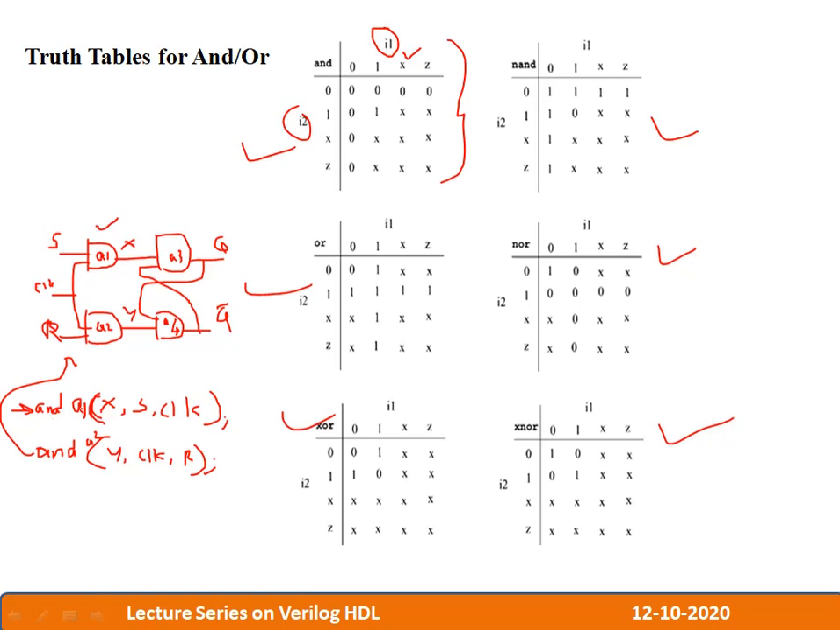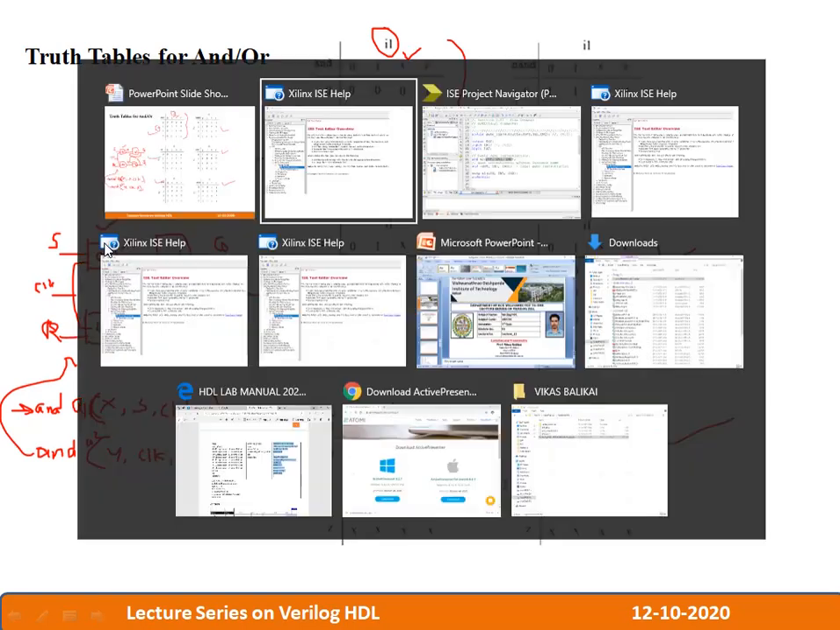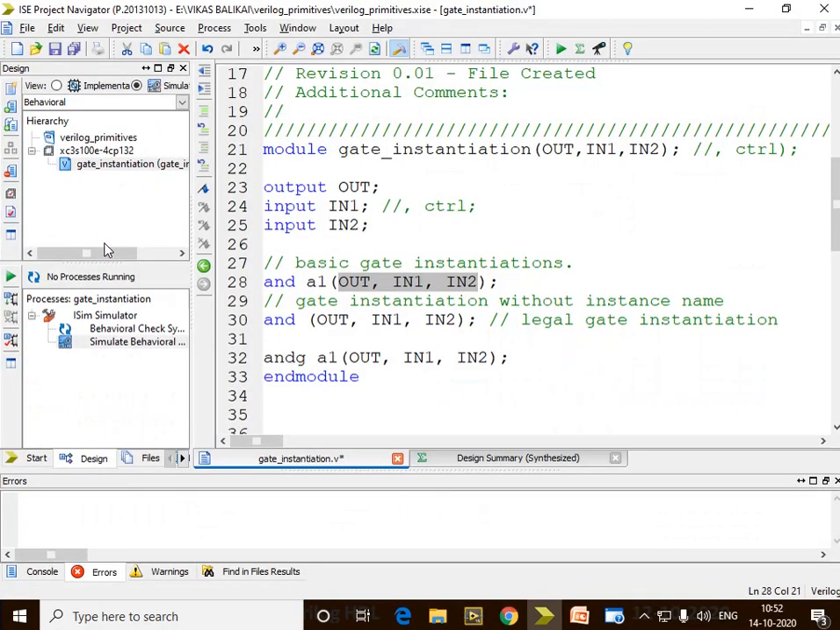If you mention it with an instance, rectifying the error or verifying that circuit by identifying that line of code and going directly to that point will be easier. That's where instantiation is always better. Now coming back to this program, as you can see over here, A1 is the instance of the AND gate.